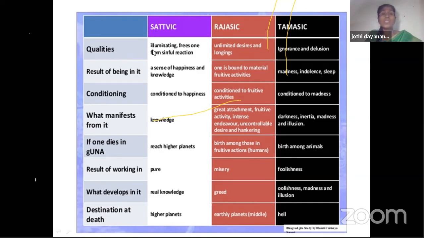What are the qualities of sattvic? If you take it, it basically frees one from sinful reactions. It leads to a sense of happiness and knowledge. It increases your knowledge. It keeps you pure, real and highly esteemed. Your name gets famed very quickly.